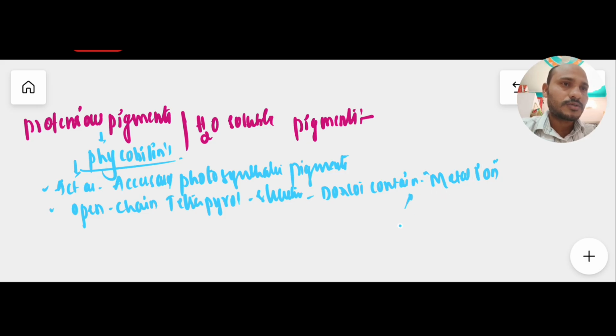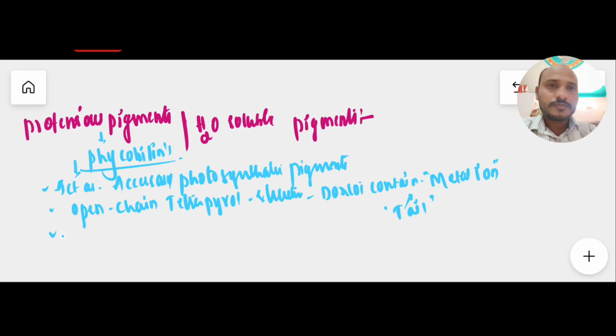And not only that, a tail is also not present in this structure. In chlorophyll pigment we have seen the phytol tail, but here the tail and metal ions are absent. So the structure appears like an open chain, and they are made up of tetrapyrrole structures.